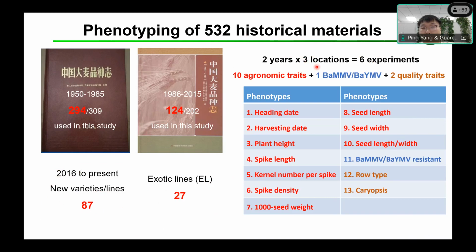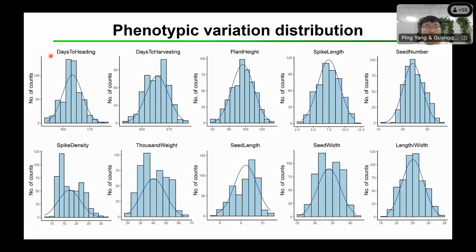for phenotyping, which include 10 agronomic traits, 1 BYMV resistance trait, and 2 quality traits. The 10 agronomic traits are mostly normally distributed, indicating that they are complex quantitative traits controlled by multiple genes.